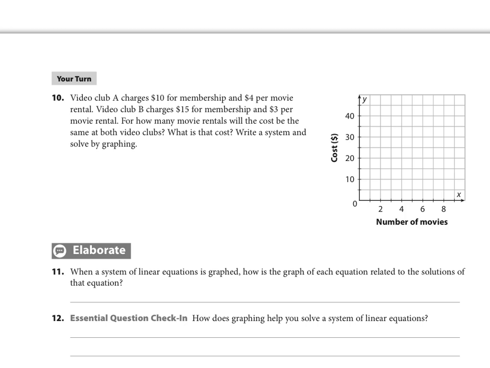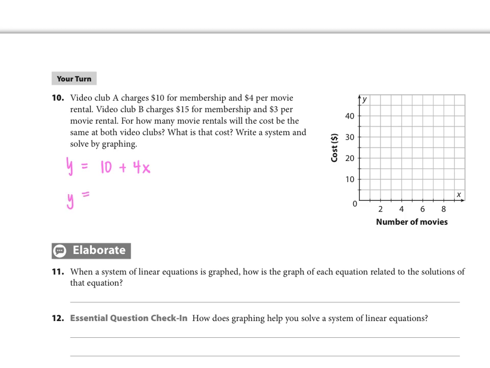So Video Club A charges $10 for membership and $4 per movie rental. So I could use my movie rentals as my x, and my y is going to equal my cost. So my cost is going to be 4 times the number of movie rentals plus $10 for membership.